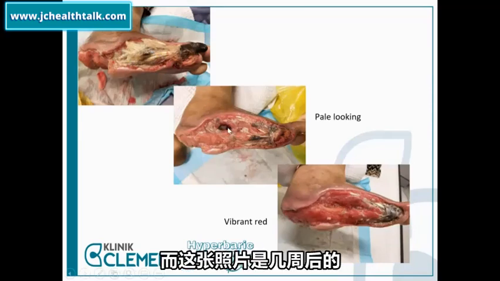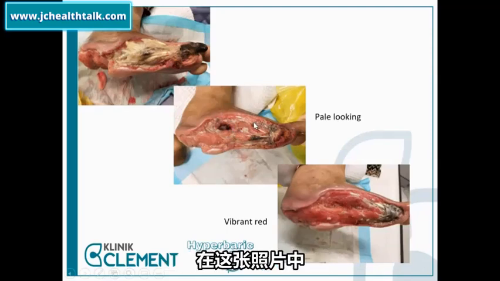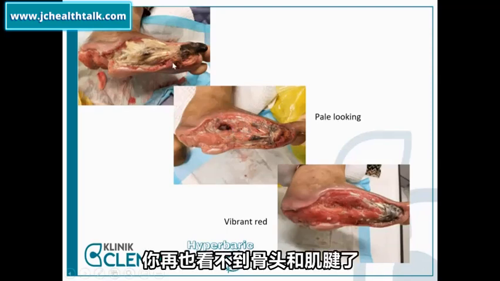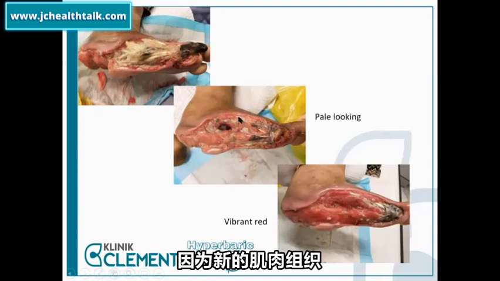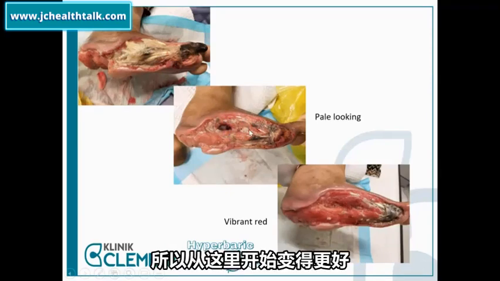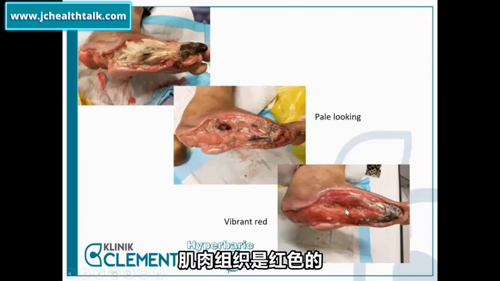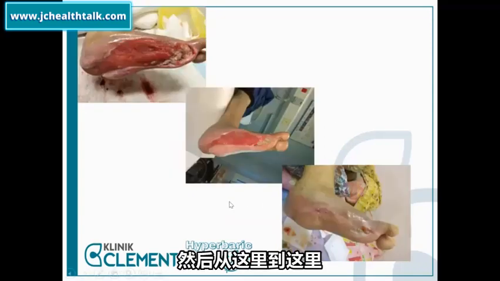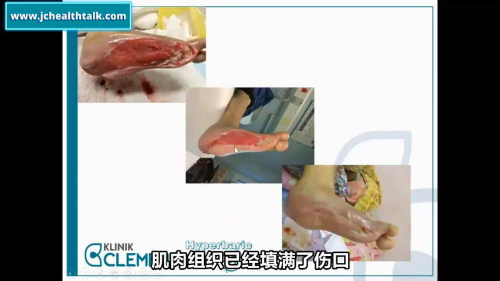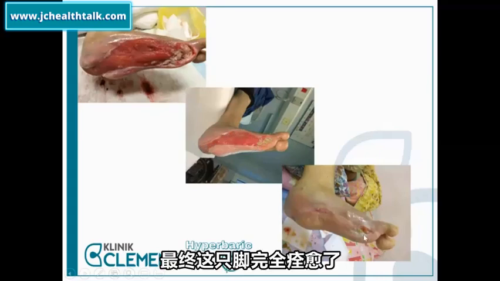And this picture is a few weeks later. In this picture, you cannot see the bone and the tendon anymore because the new tissue has grown over the bone and the tendon. So from here, it got better. And then as you can see, the tissues are red, and there is more tissue covering and filling the wound. And then from here, it moves to here. The tissue has filled up the wound, and now it is time for the skin to move in, and eventually this foot was fully healed.